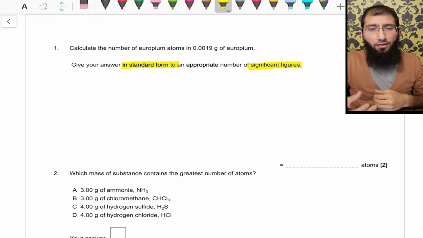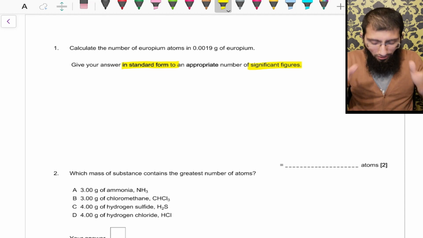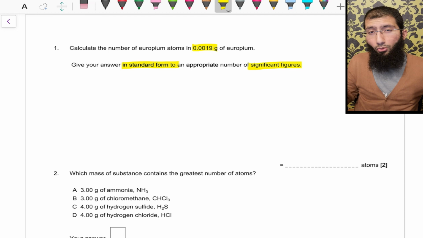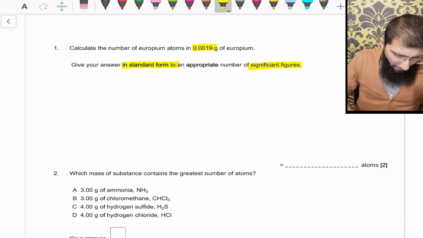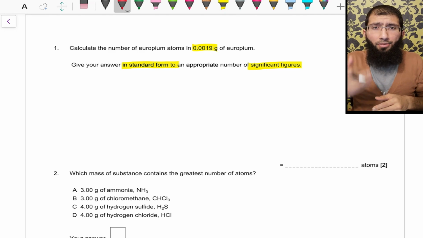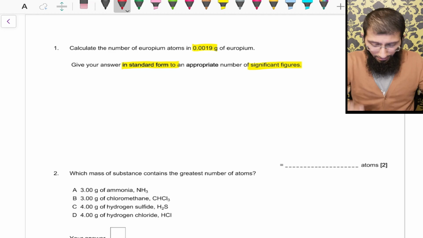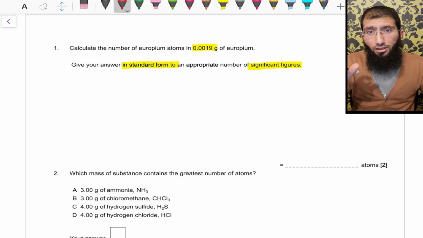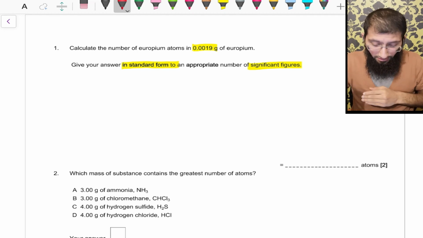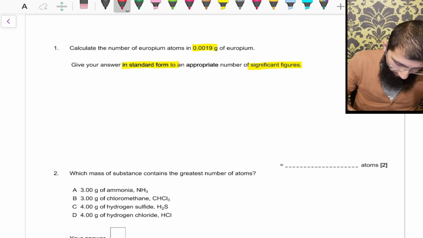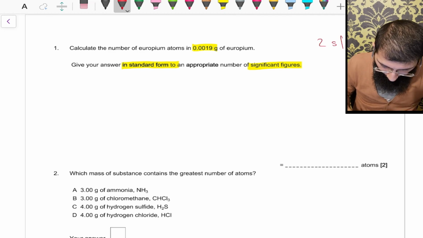Well, in chemistry, if you've got a mathematical question, you need to look at the raw data. In this question, the raw data is 0.0019. In any mathematical question, an appropriate number of sig figs would be based on the fewest number of sig figs given in the raw data. Now, seeing as I've only been given one piece of data, and this piece of data is to two significant figures, I must give my final answer to two significant figures. So I'm just going to write down 2SF.